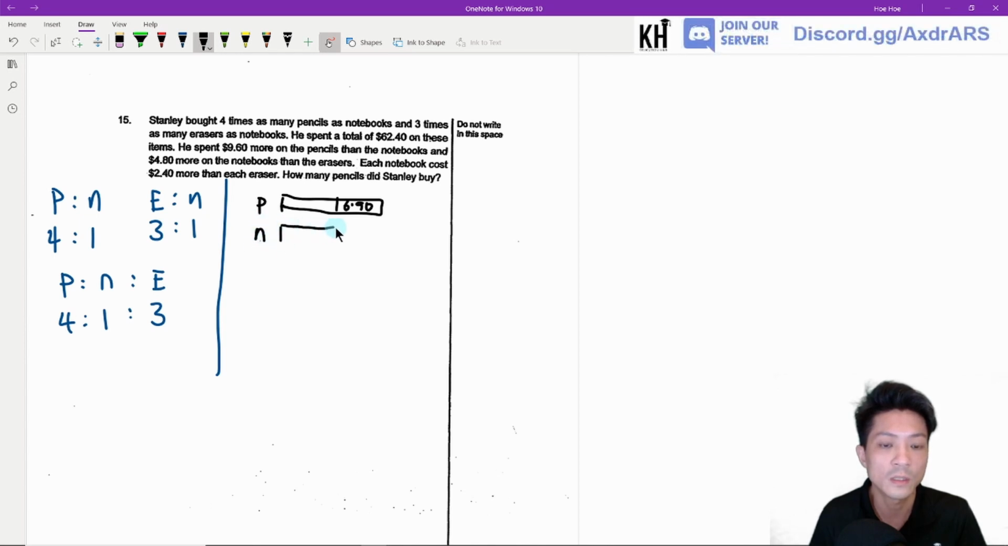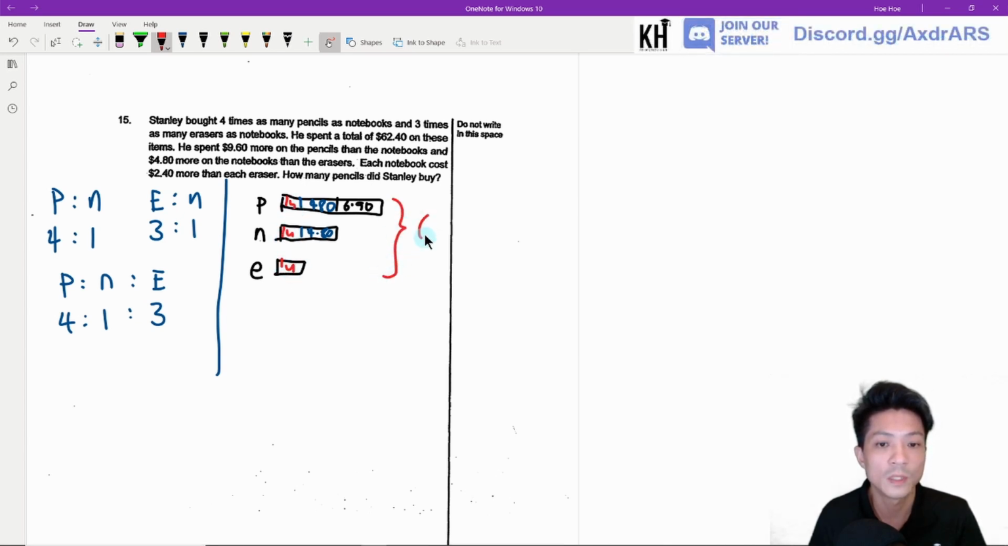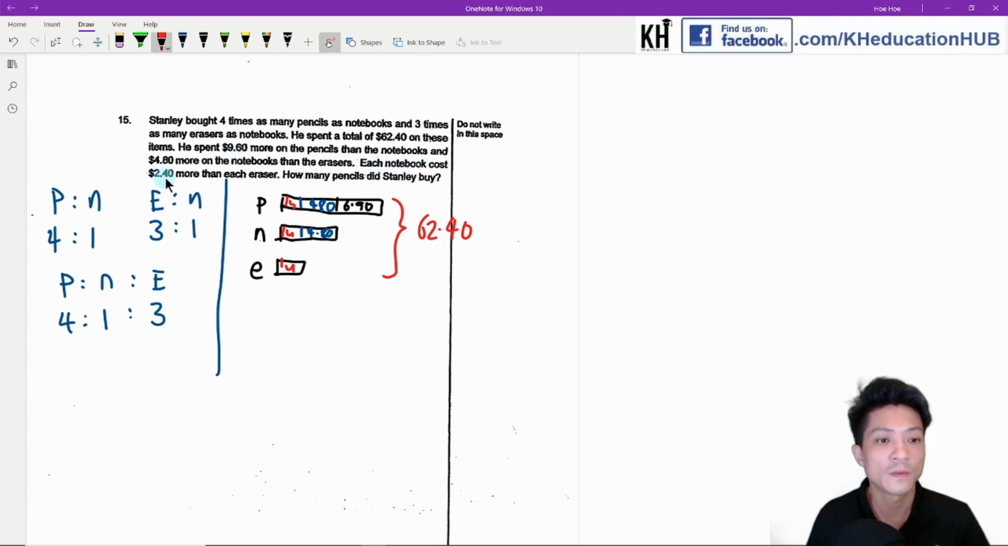Okay, notebooks would be like this. And $4.80 more on the notebooks than the eraser. Okay, which means that the eraser will also be lesser. Okay, here would be $4.80, and this will become the 1 unit. Okay, the total will be $62.40. Okay, each notebook costs $2.40 more than each eraser. How many pencils did Stanley buy?